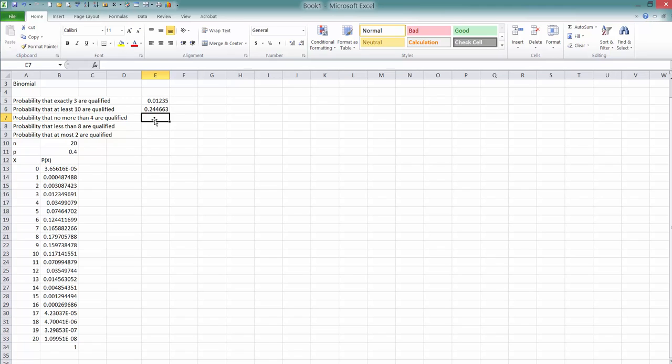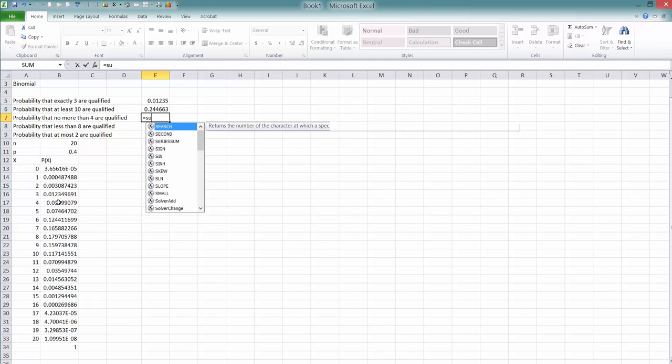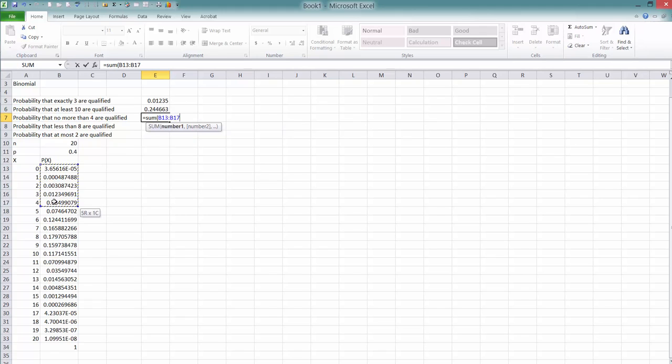Probability that no more than 4 are qualified. No more than 4 means 4 or less. So that would be equal to summation of 0, 1, 2, 3, 4. No more than 4 means 4 or fewer.